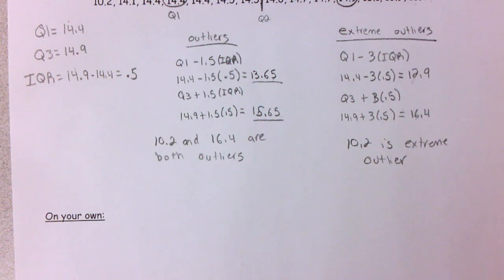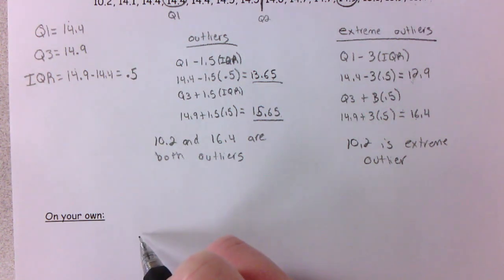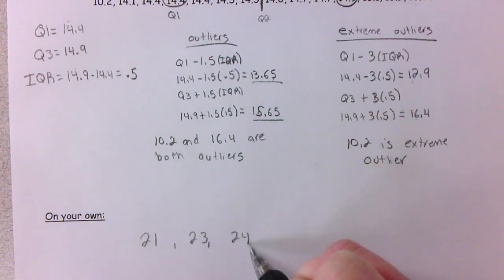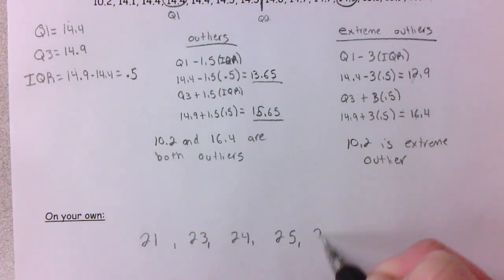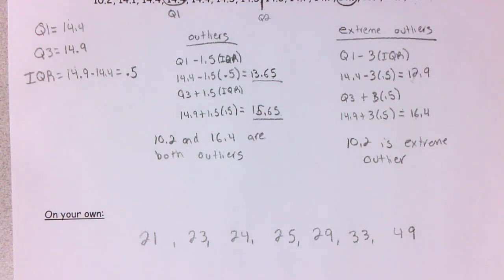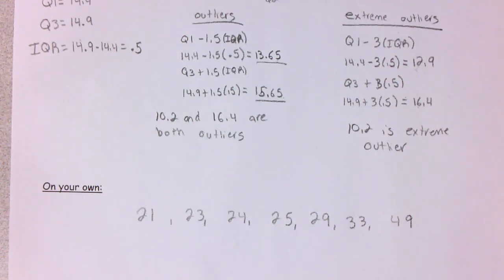Okay, so let's try one on your own. I'll give you the numbers, so we'll make nice easy numbers. 21, 23, 24, 25, 29, 33, and 49. Find any outliers or extreme outliers for that data set.